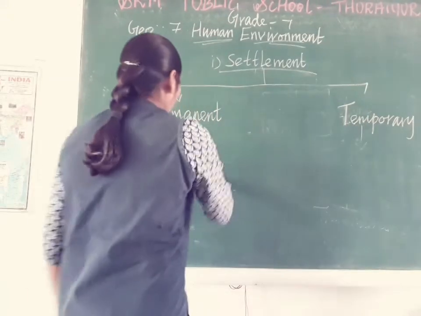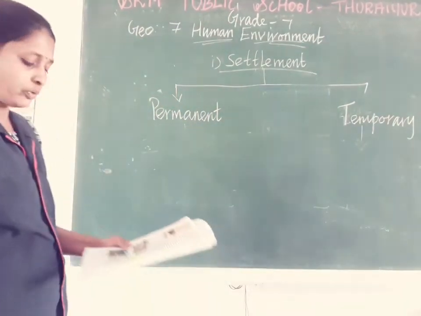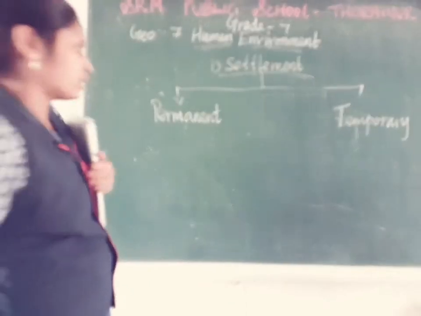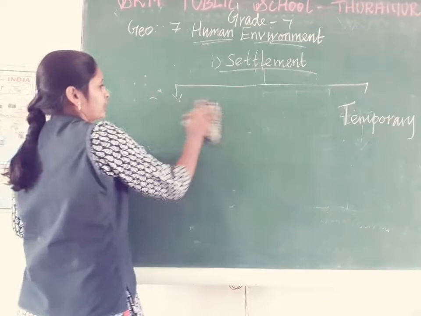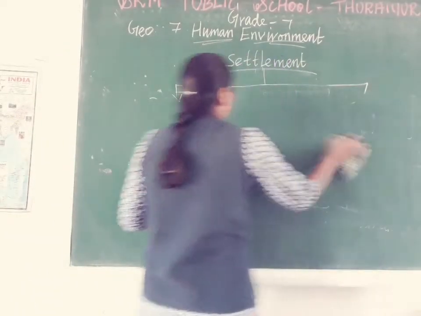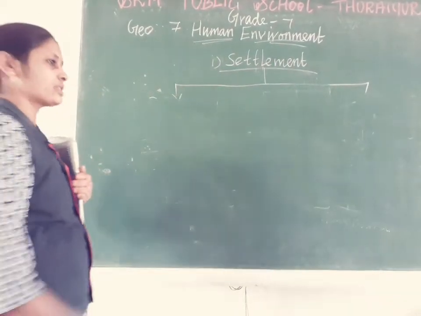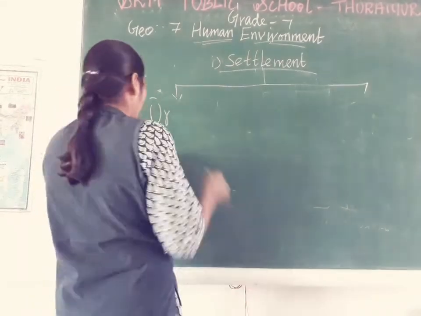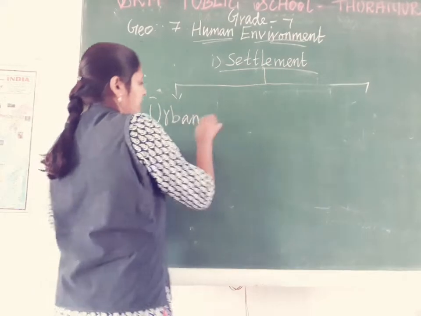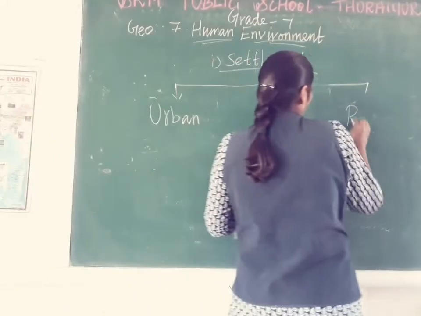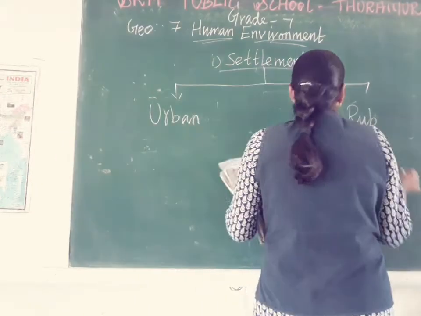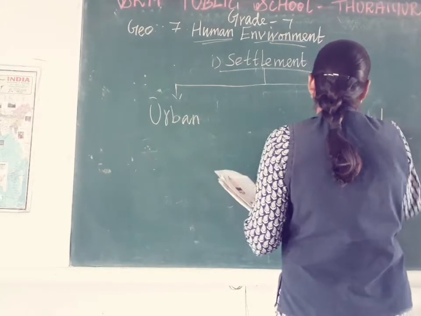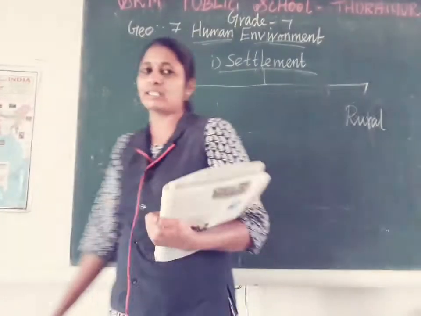Next, we can divide settlement by another method also. Permanent settlement and temporary settlement is one method. Another method is urban settlement and rural settlement. You know very well what is urban and what is rural. Rural means village area, urban means cities and towns.